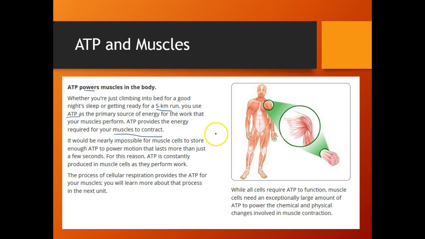So it's impossible to make all the ATP you need and even sustain yourself for even a couple seconds. It's important that ATP is constantly produced in muscle cells as they perform work. You can't just store it up and use it and then make some more 2 days later. You have to continuously make it. That's how important it is to have ATP. The process of cellular respiration. Remember, cellular respiration is glucose being broken down in order to form ATP, which is that usable energy, provides the ATP for your muscles. And we'll be learning more about that in the next unit.